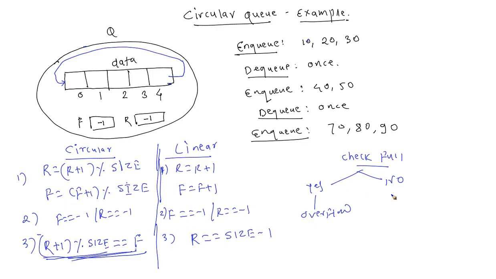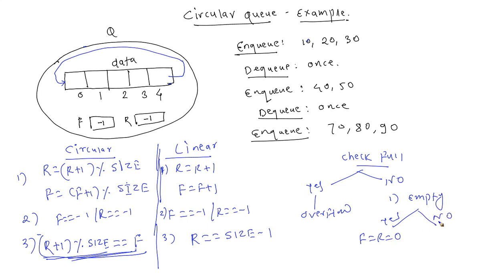And when the answer is no, again there are two possibilities. First, is the queue empty? If queue empty, that means is R equal to minus 1? If yes, then set F equal to R equal to 0, and insert on the zeroth location.